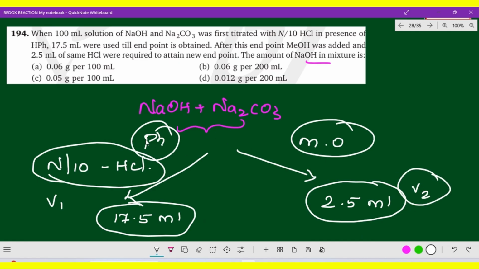So when we are using the phenolphthalein indicator, HCl is titrated against that mixture of basic solution. So this is actually a strong base and weak acid. For what purpose are we using it?